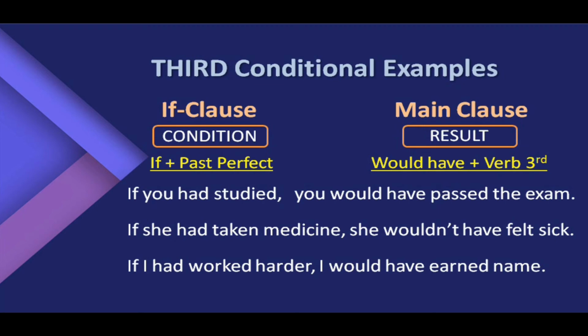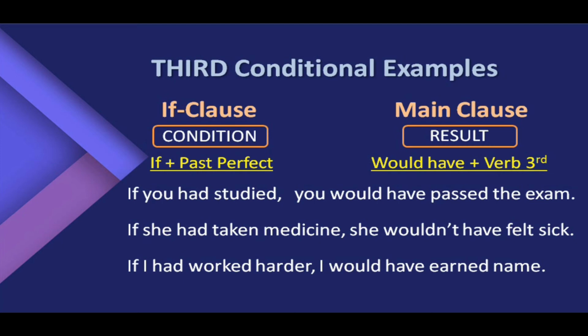Now let's see examples. If you had studied, you would have passed the exam. In this sentence we have two parts, if clause and when clause. In if clause we have the condition. The condition is that if you had studied. In the when clause we have the result. You would have passed the exam. The complete sentence is that if you had studied, you would have passed the exam.